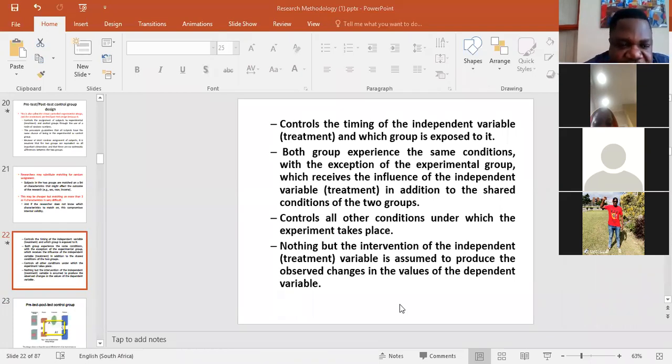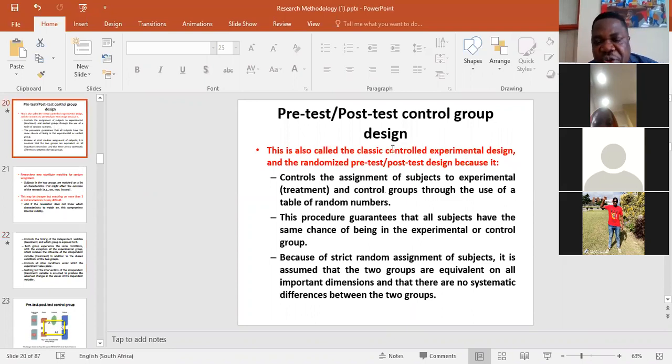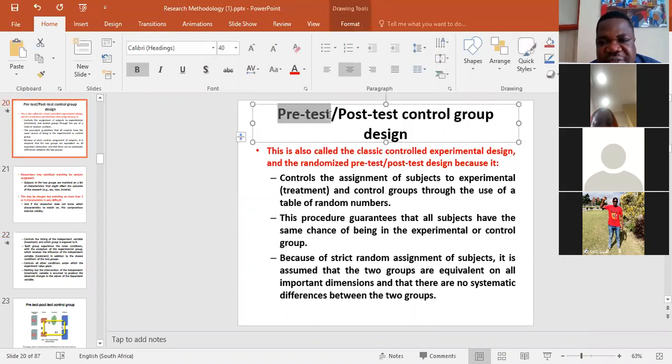So then the controls the timing of independent variables. The reason we call it pre-test and post-test control group is because you assess the dependent variable at the beginning, so you have a baseline assessment. Then you put the intervention, then you do another assessment at the end. So you do an assessment before the intervention, then an intervention, then an assessment after the intervention. That's why we call it pre-test, post-test control group.